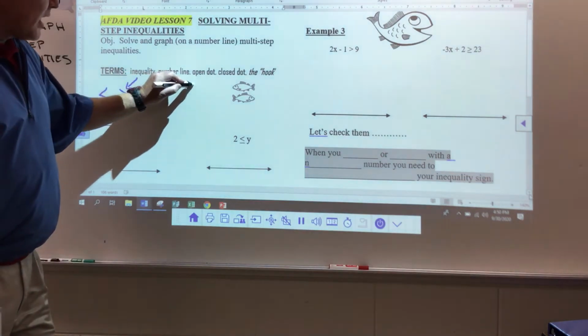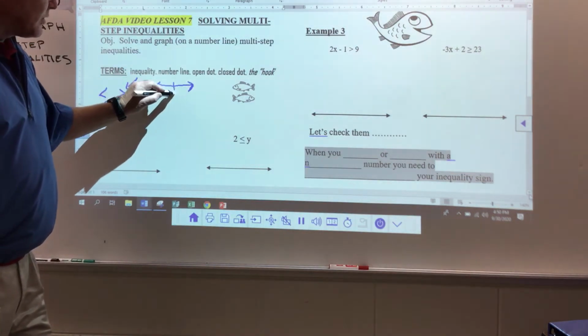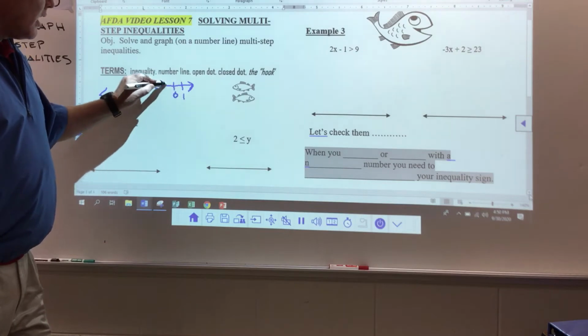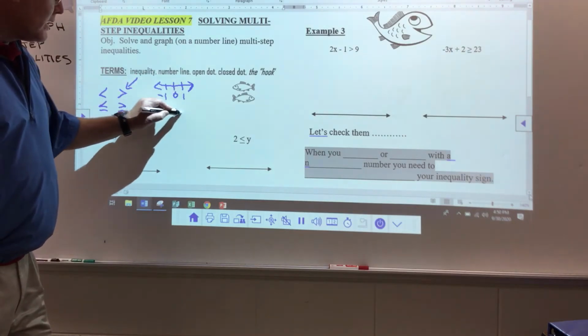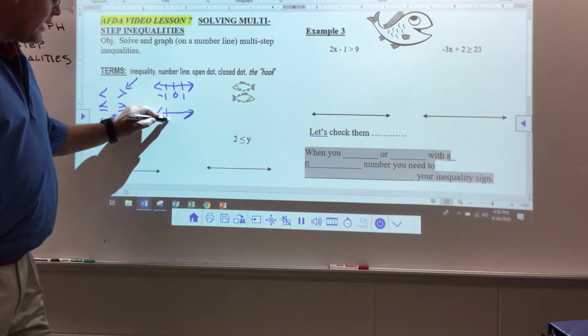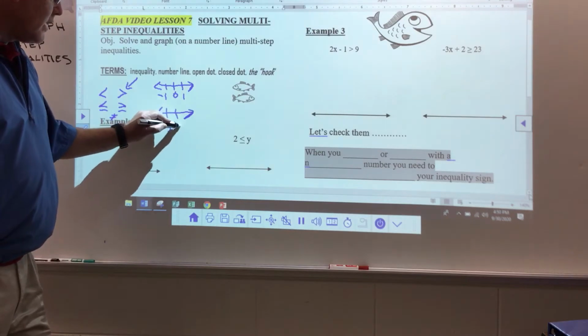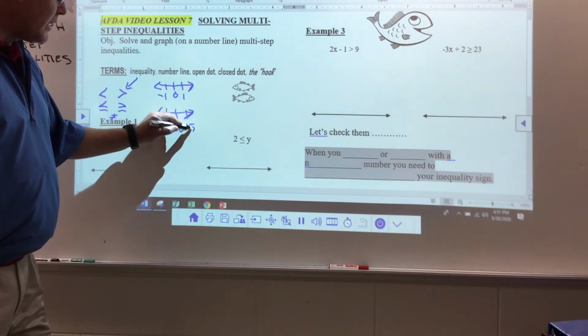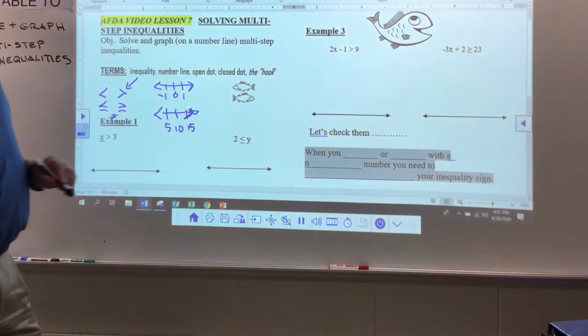You guys know what a number line looks like. It's just a line with numbers on it. Maybe you made them that look like that. Maybe they look like this, 5, 10. They can go in different increments. Something like that is a number line.